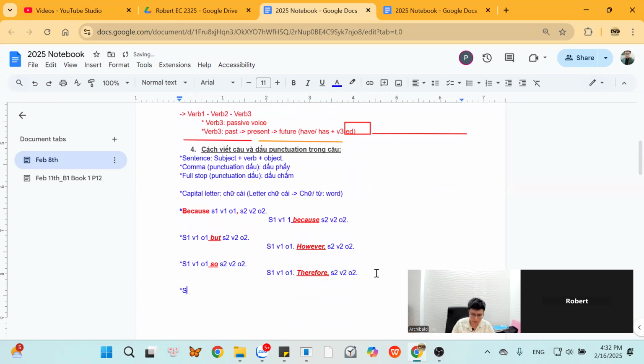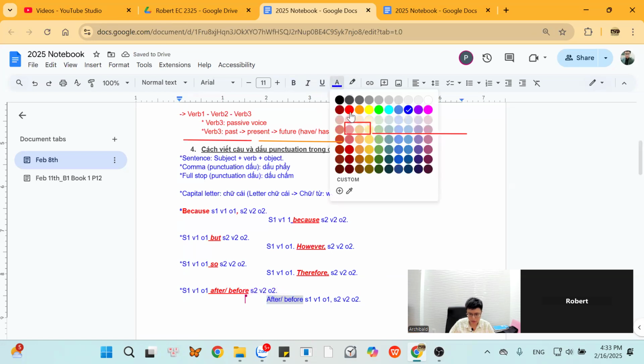The first sentence, "after" or "before", and the second sentence. "After" and "before" also connect two sentences together. You can use "after" and "before" at the beginning of the sentence, but you have to use a comma in the middle, between the two sentences. So this is a way for you to write. You see that?